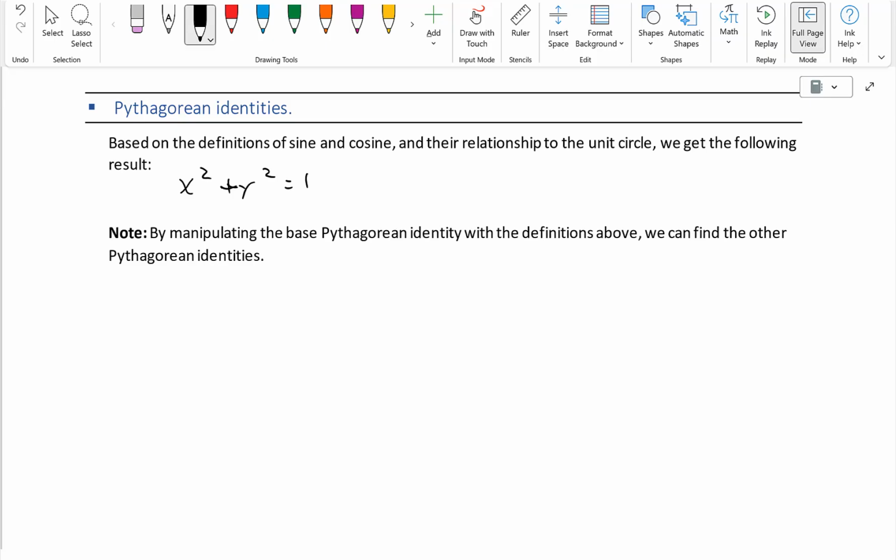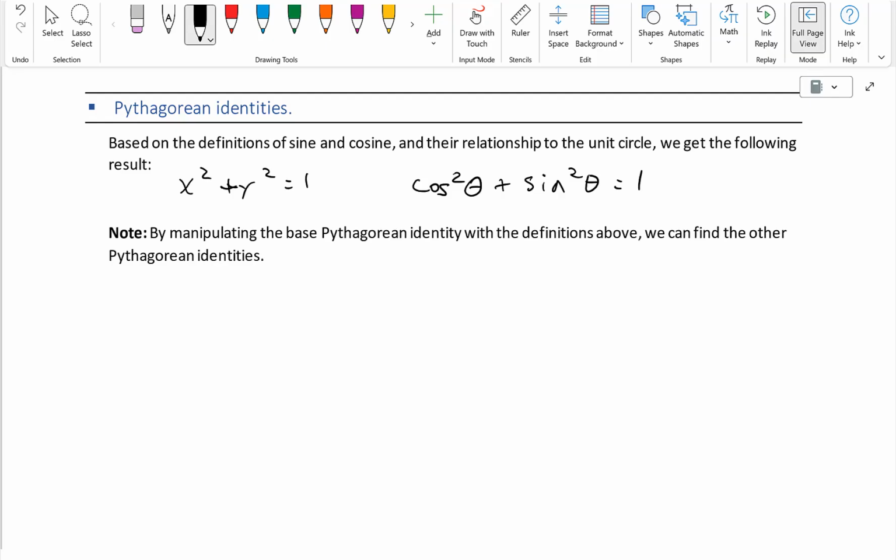Right, center 0, 0, radius 1. From our definitions, sometimes you'll see this written sine squared plus cosine squared, but if we're subbing in for x, we've got cosine squared theta. For y, we've got sine squared theta. If we add those together, we should still get 1. So that's our Pythagorean identity. We can manipulate that to get a couple other ones.